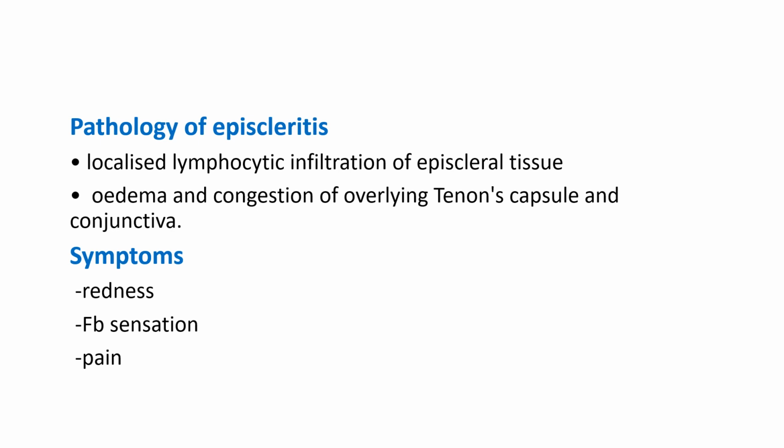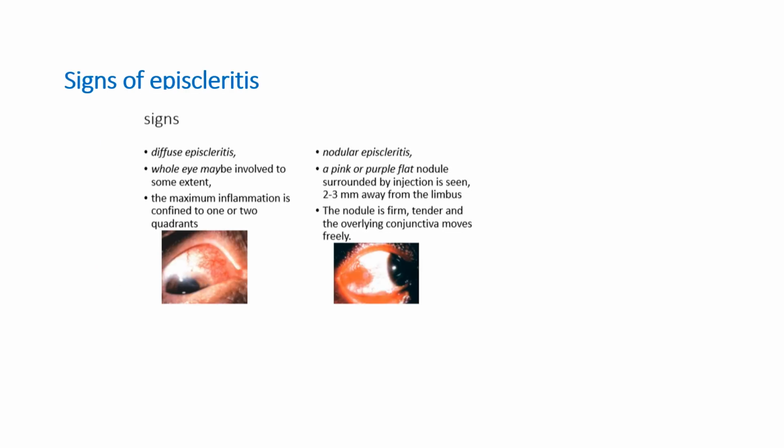Symptoms. There will be redness, foreign body sensation and pain. But pain is not as severe as seen in cases of scleritis. There are two types of episcleritis. One is diffuse episcleritis and the other is nodular episcleritis. The whole eye may be involved to some extent in diffuse episcleritis, but usually it is limited to one or two quadrants.